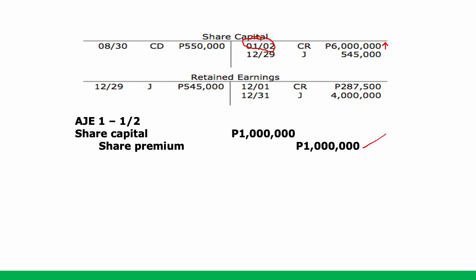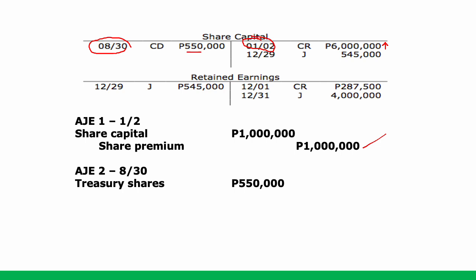Next, the August 30 transaction. Remember, the August 30 transaction was the acquisition of treasury shares. So, it should not be debited to share capital. It should have been debited to treasury shares instead. So, debit treasury shares, 550,000, the same amount because this is the cost. And credit share capital to cancel the debit on the share capital, because it was incorrectly debited, right? So, how do you cancel it? You credit the same account, the share capital account, 550,000 pesos.